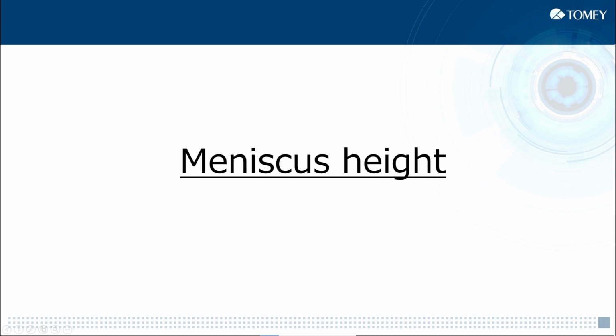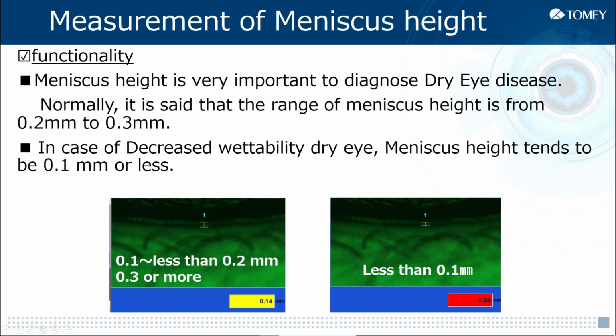The next function is meniscus height. Meniscus is the tear height that accumulates between the eye and eyelid. This height is very important for diagnosing dry eye disease because it is said to represent the amount of tears in the entire eye. Normally, the range of meniscus height is from 0.2 mm to 0.3 mm. For example, meniscus height tends to be 0.1 mm or less in cases of decreased wettability dry eye.